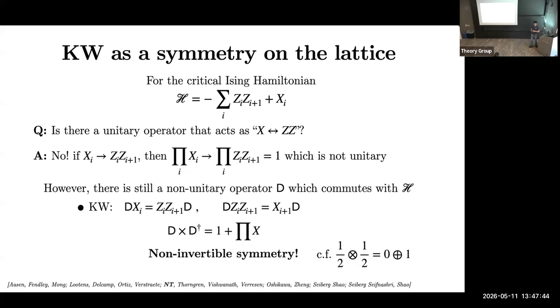Could you explain the comment about continuum and lattice difference? Yes, it's a good point. On the lattice, if you take D dagger, it's actually related to D times lattice translation in this case. And you might wonder whether you can get rid of it. It turns out on the lattice you cannot. But when you map it into the continuum, this lattice translation actually acts trivially, and then you don't see it.